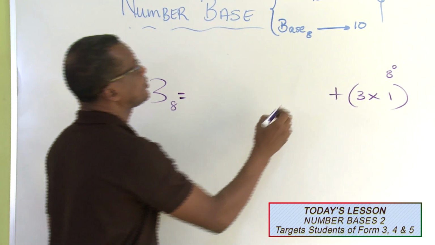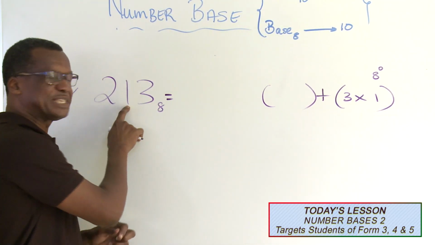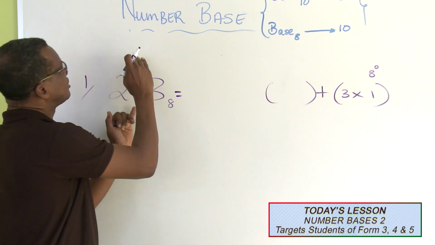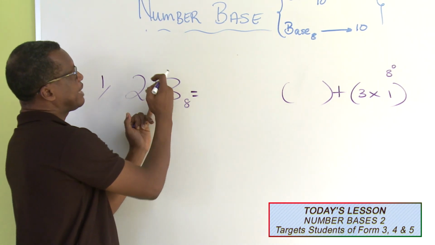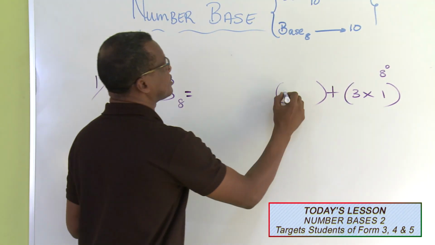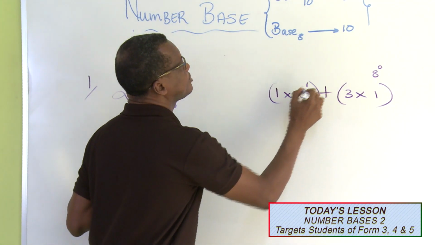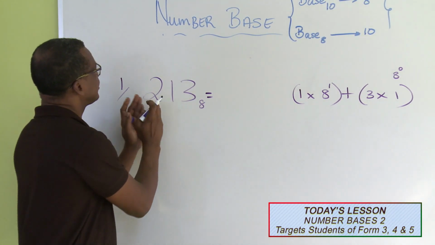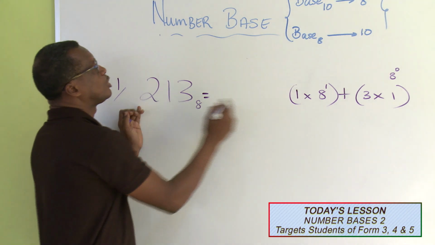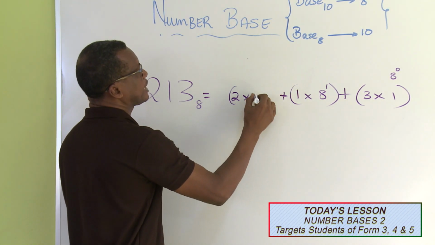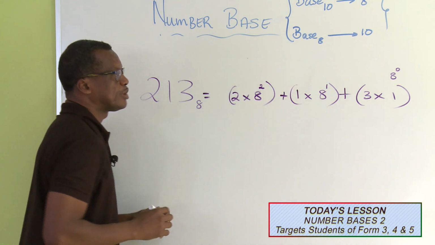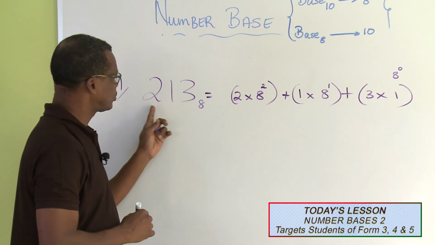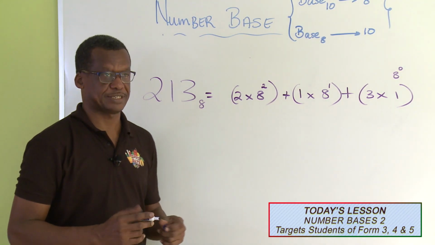For the 1, what do you think it would be? Would it be tens? No, we're not in base 10. We're in base 8. So the first position to the left of the 3 would be 8s. 1 multiplied by 8 to the power of 1 because we're working in base 8. And the third position, counting from the right, the 2 will be 2 multiplied by 8 to the power of 2. Because this number is not 213. This number is 213 base 8.